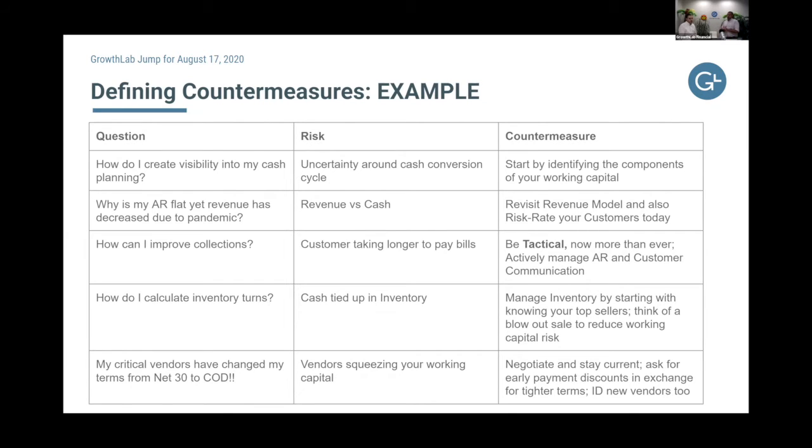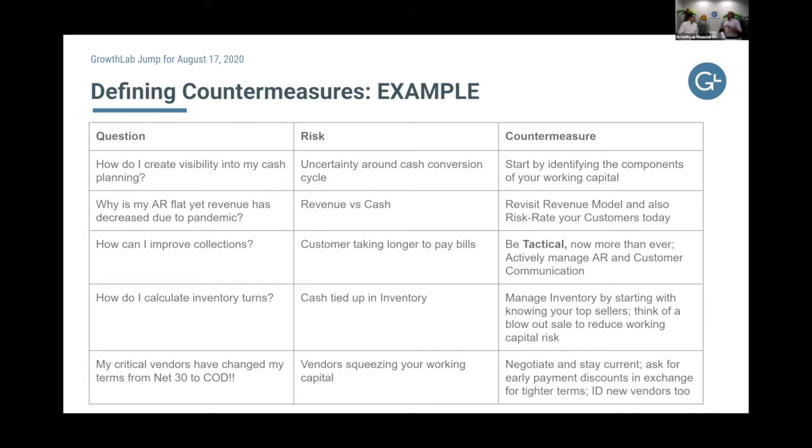Yep. The risk specifically being uncertainty around what that cash conversion cycle is, what we just talked about, right? And how do you deal with that? What's your countermeasure against that? Yeah. So this is based on customers asking, how do I plan for cash? Cash is so volatile. It's so hard to tell when I'm going to collect. I don't know how much inventory I'm going to need.